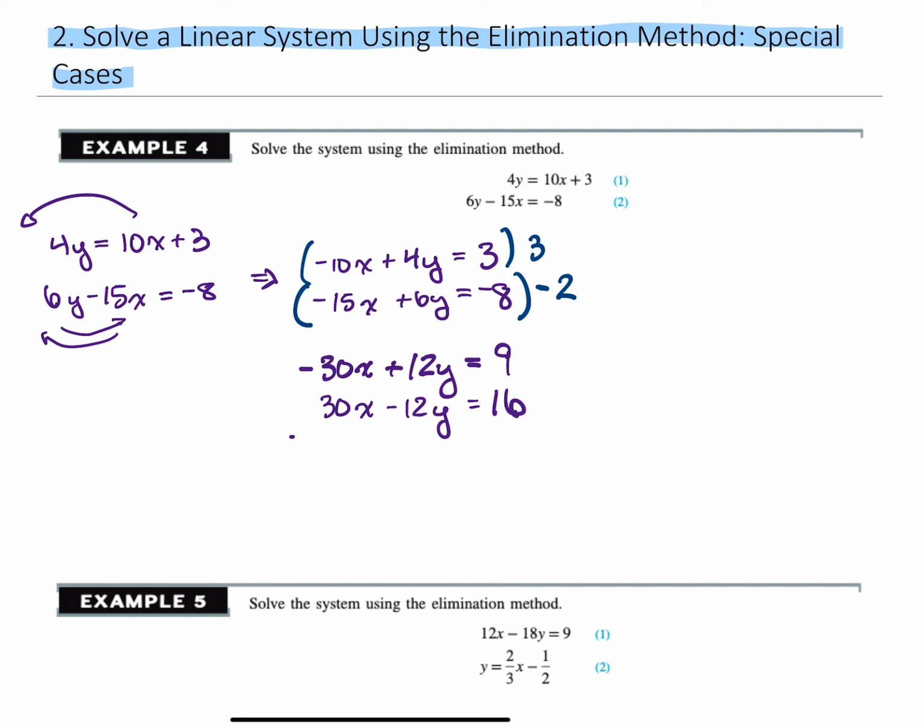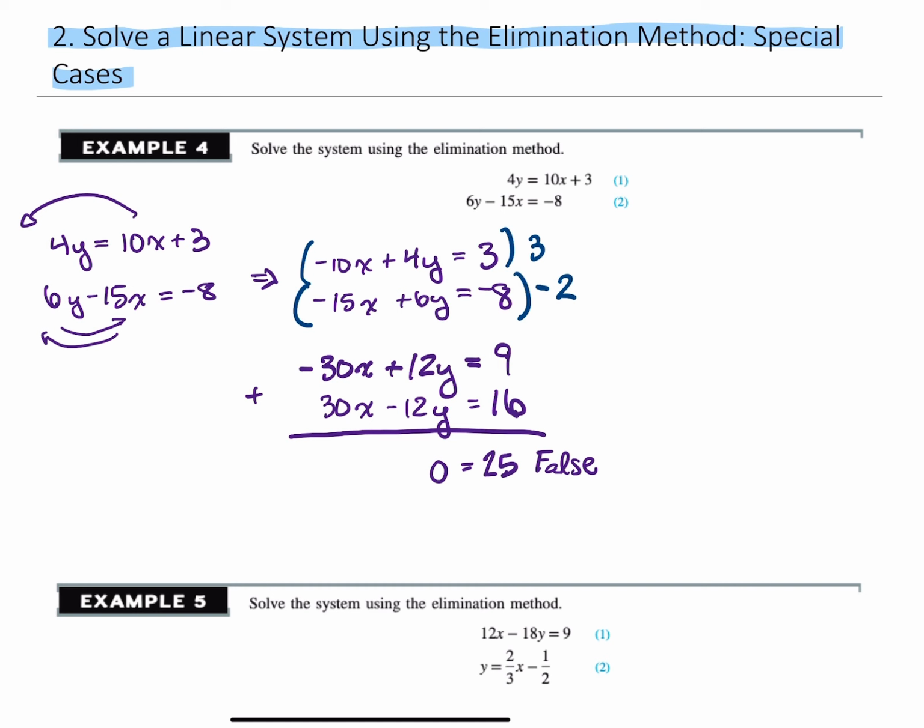So notice what happens now when we add these two equations together. Notice both of the variables are going to be eliminated. We have negative 30x plus 30x, that'll be 0x. And then 12y minus 12y, 0y. So we end up with just 0 on the left side. And then 9 plus 16 is 25 on the right side. We get some false statement, something that is not true. So that means there'll be no solution to this system.